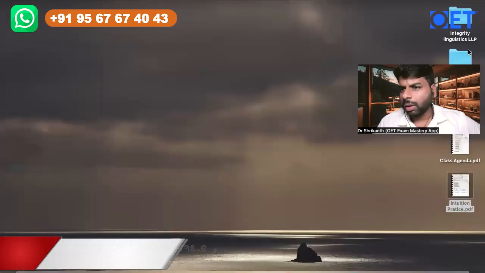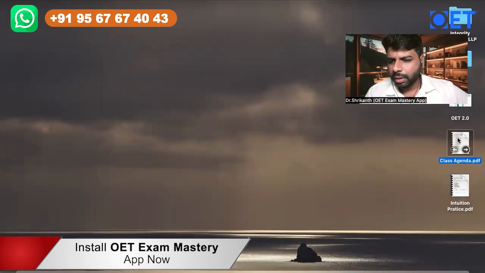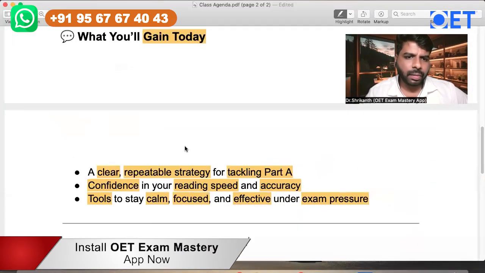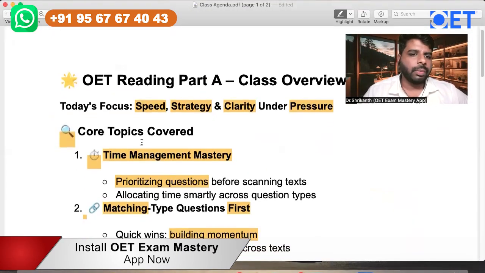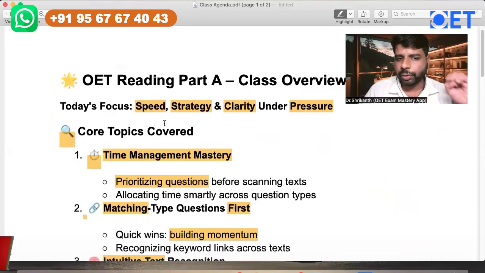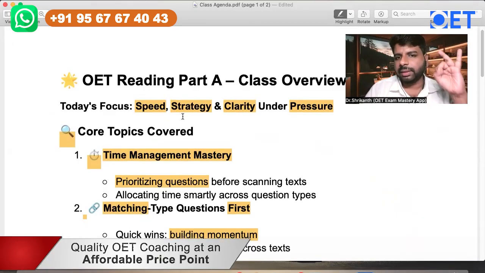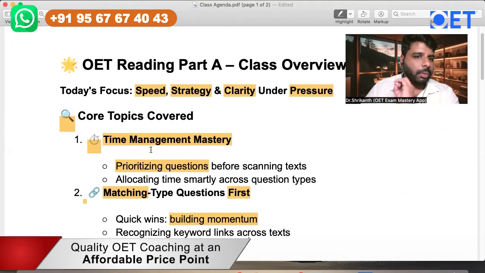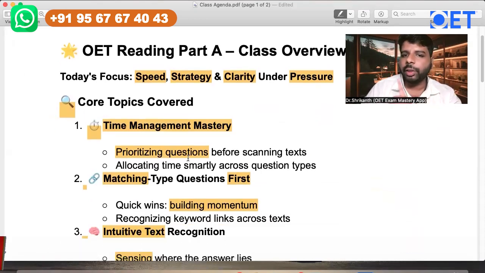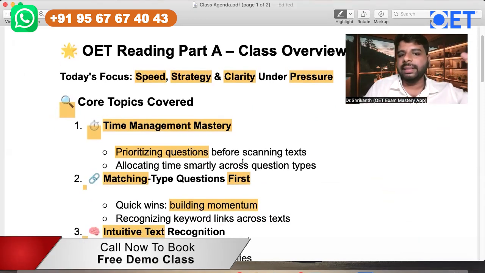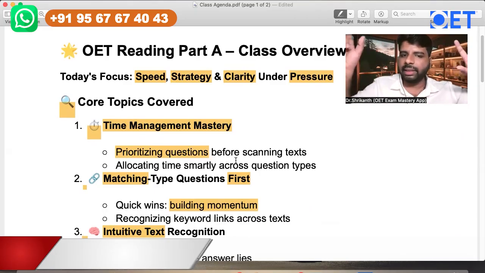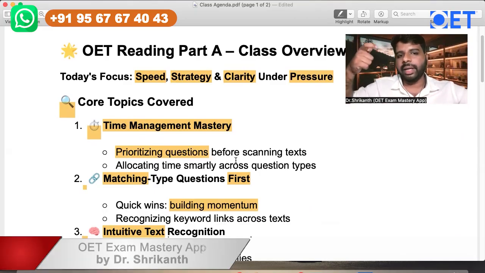All right, let's have a small recap of the session. Let's see what all we discussed today. In today's session, we talked about the importance of time management. Here, everything is related to speed, strategy, and clarity under pressure. Nothing is related to your language proficiency. These are the skills you need over here. About time management, we talked about prioritizing the questions. Don't read A, B, C, and D and waste a lot of time and energy. Just read the main headings and topics there, and then come directly to the questions.